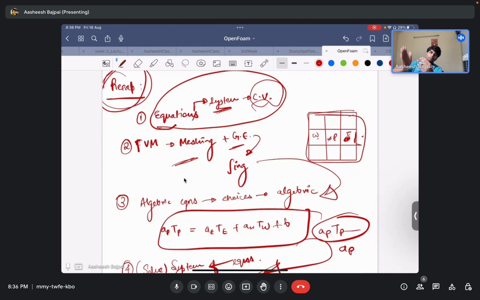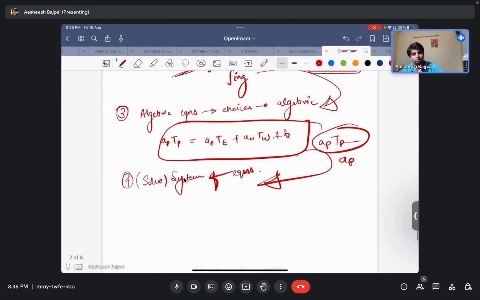You need to solve by making a matrix. So yeah, that's the part. That's called system of equations, for which we need to understand different equation solving methods or matrix solving methods.